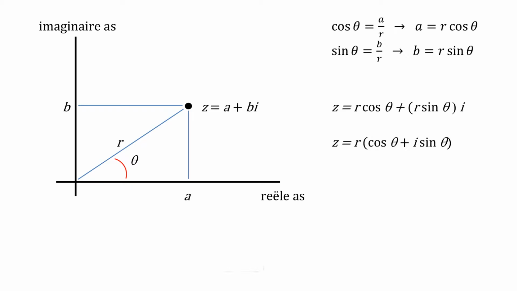The famous mathematician Euler has shown that this term between brackets, cosine theta plus i sine theta, equals e to the power i theta. So, using Euler's formula, you can write a complex number z as r times e to the power i theta. Always make sure that you use radians for theta, otherwise the formula will give faulty results.